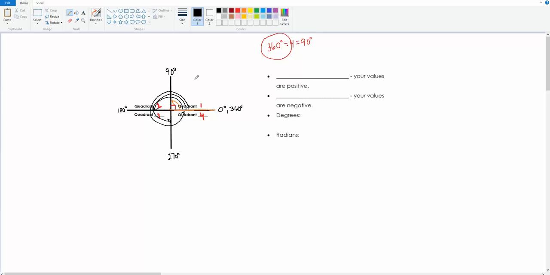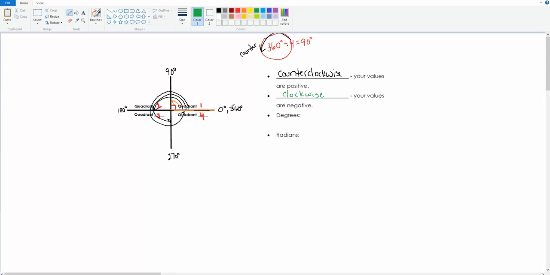Which direction did we go? We went this direction, which is the opposite way that a clock would normally turn. So we call this one counterclockwise. When you go counterclockwise, your values are going to be positive, as indicated by the ones that I did here. Now, if we went clockwise, the values are going to be negative.